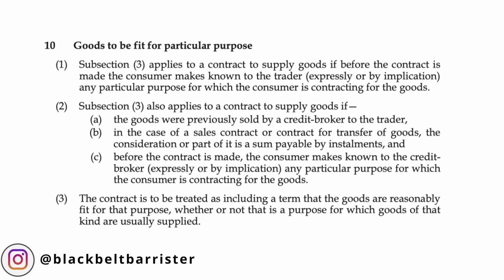Under subsection 3, the contract is to be treated as including a term that the goods are reasonably fit for that purpose, whether or not that is a purpose for which goods of that kind are usually supplied. In other words, it matters not if these particular type of goods are usually supplied for that particular purpose. If the consumer's made it known to the trader that this is what it's to be used for, and the trader agrees that it's good for that, then there is a term implied that it should be fit for that particular purpose. And if not, it's a breach of contract, which I'm going to come back to in a moment.